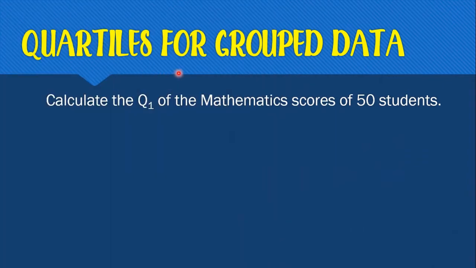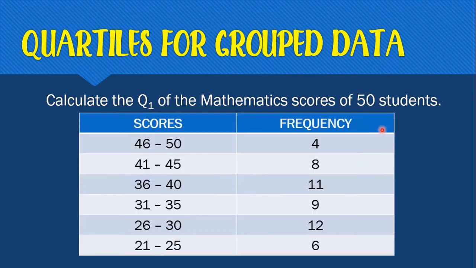In solving quartiles for group data, we can use the same way as we have solved the median for group data. Let us have an example. Calculate the lower quartile or the Q sub 1 of the mathematics scores of 50 students. So given our table, we have the scores 21 to 25, 26 to 30, 31 to 35, 36 to 40, 41 to 45, and 46 to 50. And for the frequency, we have 6, 12, 9, 11, 8, and 4.